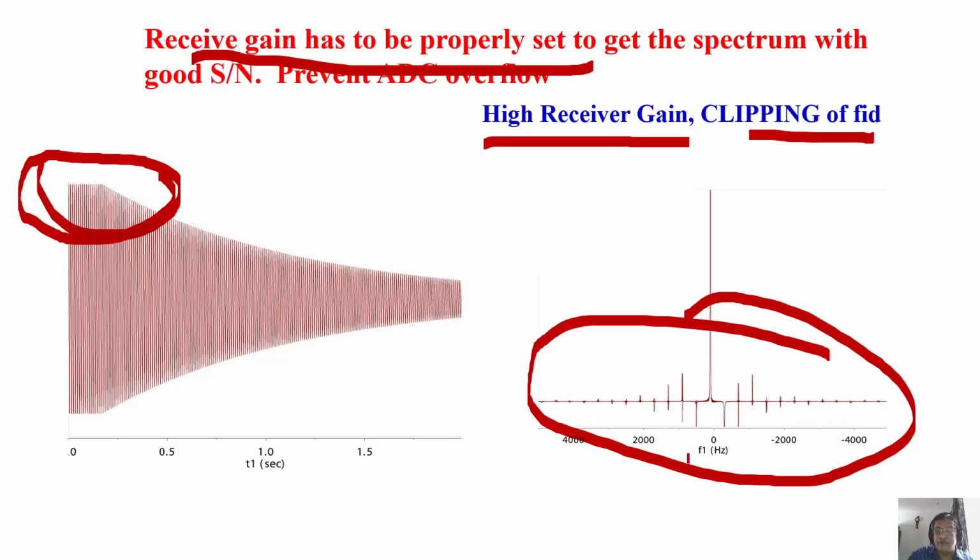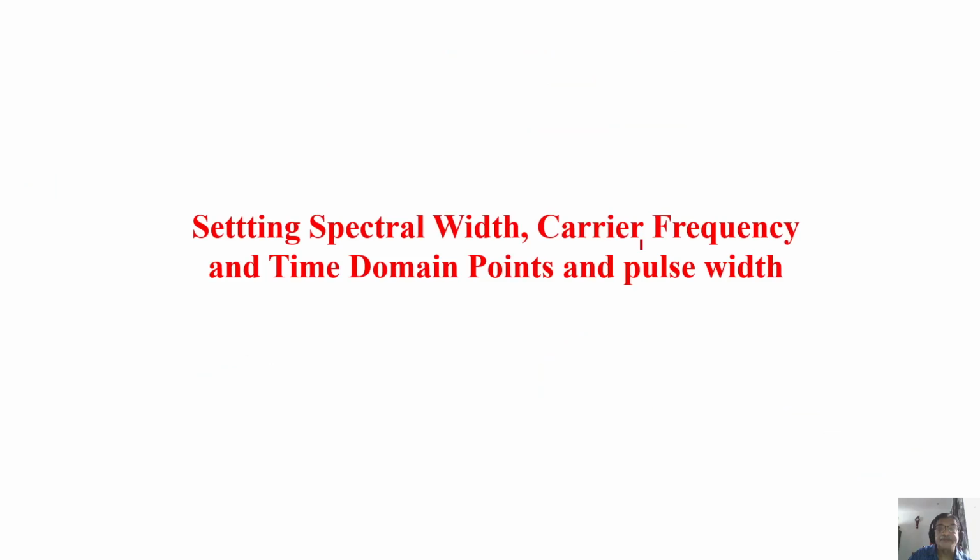When you get peaks like this, on either side of the peak, lots of peaks come because of various reasons, called sinc function. These are all called sinc function artifacts, in which case you have to reduce the gain. That is very important. Please remember these points.